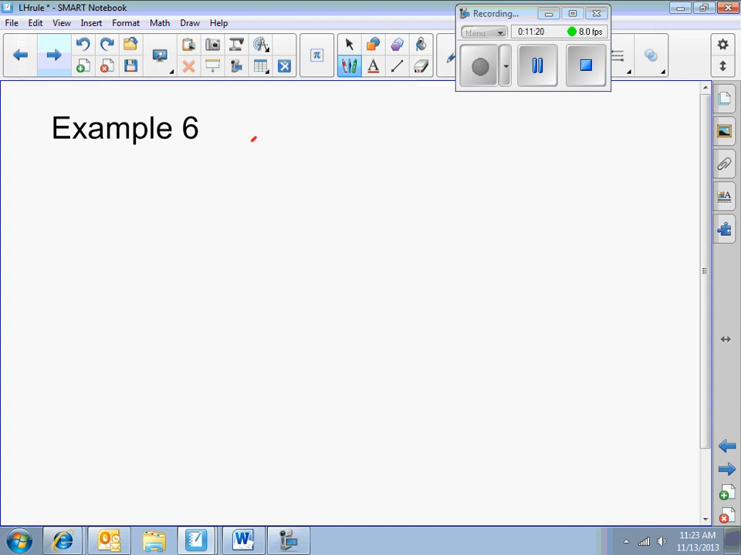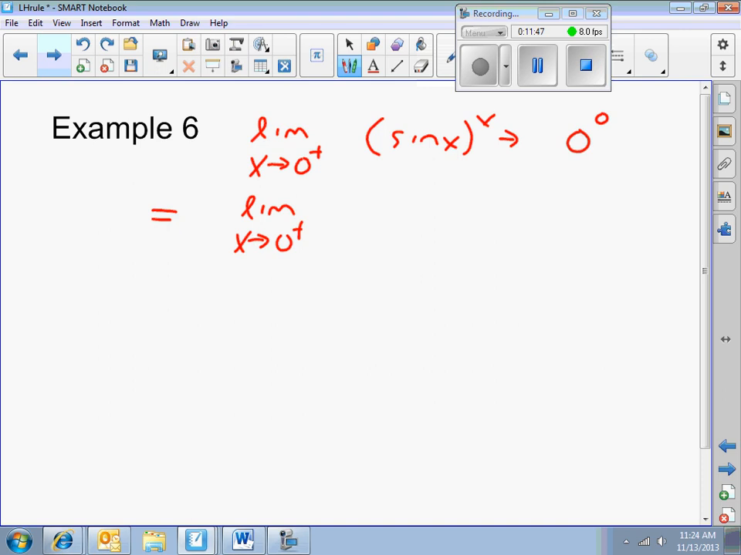So the limit as x approaches 0 from the positive side of sine x to the x. If I substitute straight in, I get 0 to the 0. It's one of the quasi-indeterminate forms, but we've got to make it look like a L'Hopital indeterminate. So I can't jump in to do L'Hopital's rule yet. I'm going to manipulate this a little bit. Once again, I'm going to say let y equal this, and I'm going to take the natural log of both sides.